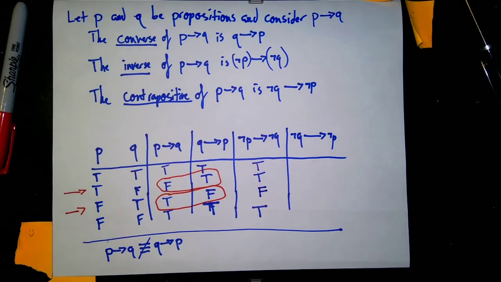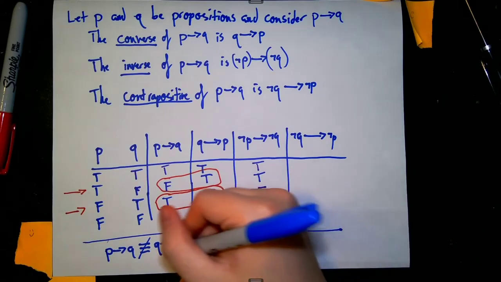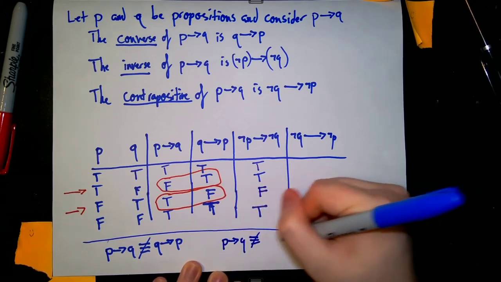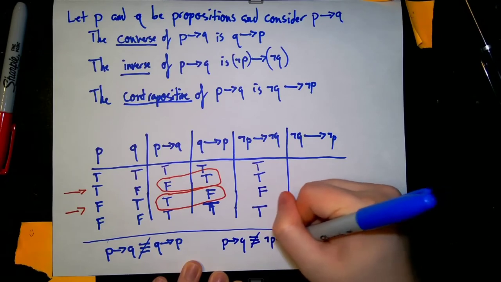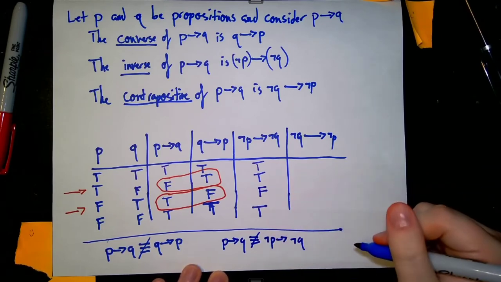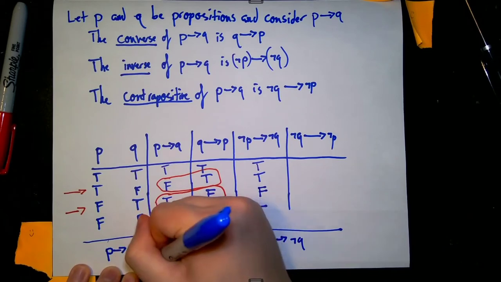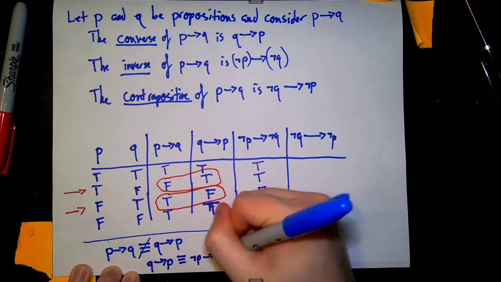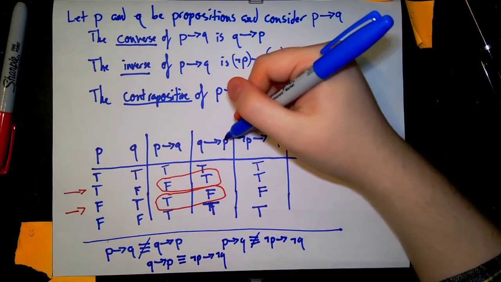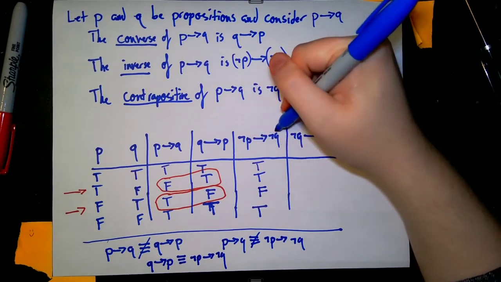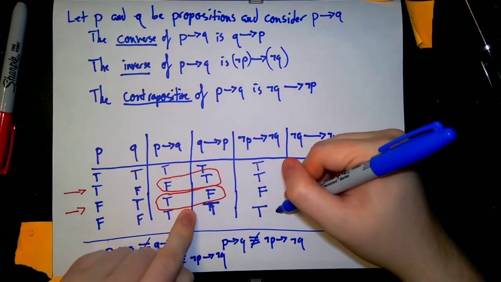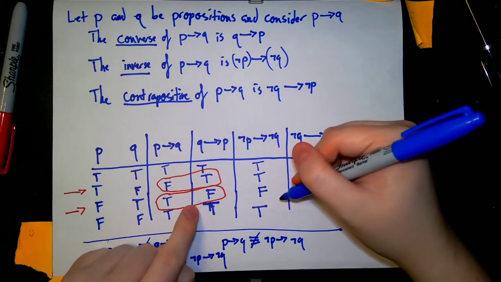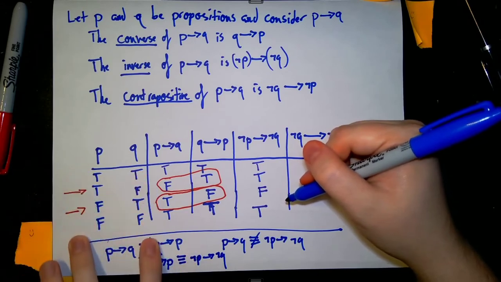And right here, we have two pieces of information. If P, then Q is not equivalent to if not P, then not Q. And we have that if Q, then P is equivalent to if not P, then not Q, because they have the exact same truth tables. Because of this, we can say that they are logically equivalent, because their output will always be the same for every possible combination of their inputs.